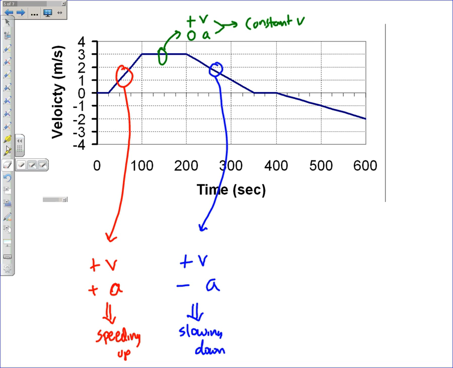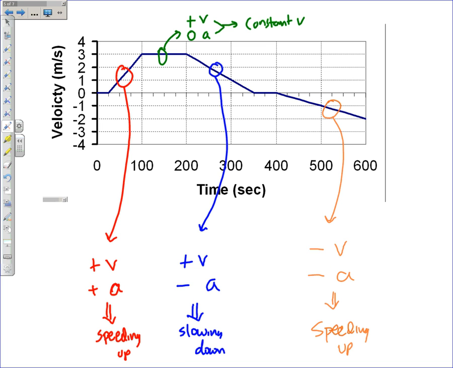Then, during this section, the velocity values are all negative because they're all below the x-axis. But the slope of that graph is also negative, and that means we have a negative acceleration. If we have velocity and acceleration with the same sign, even though they're both negative, this is speeding up.